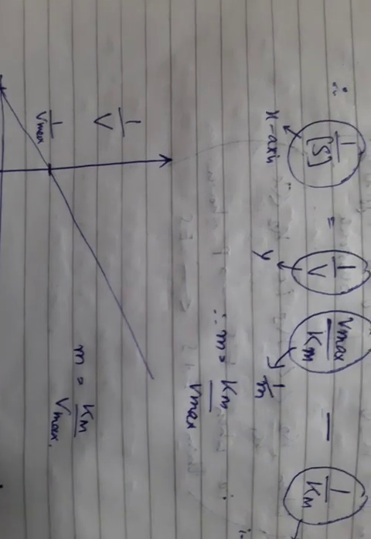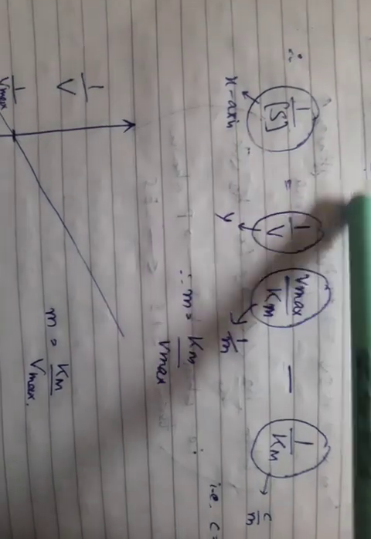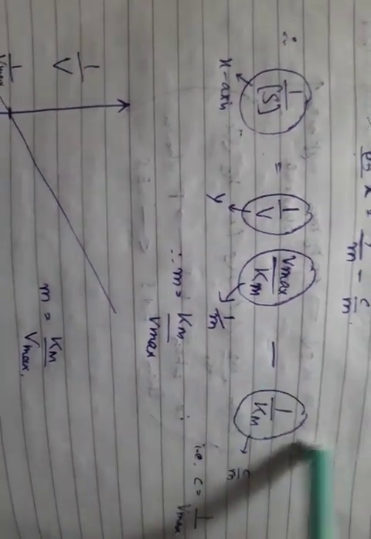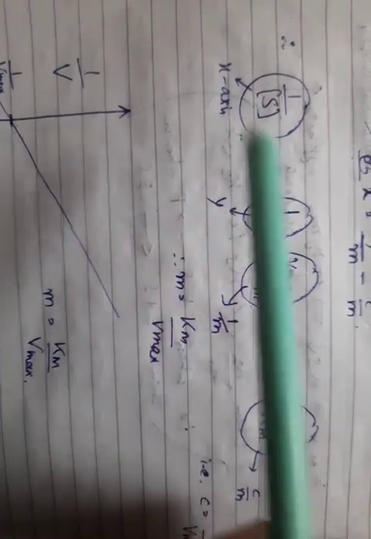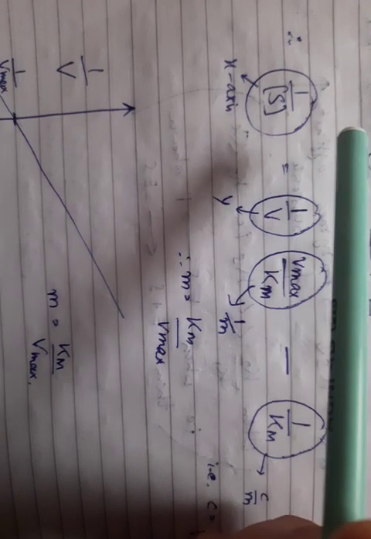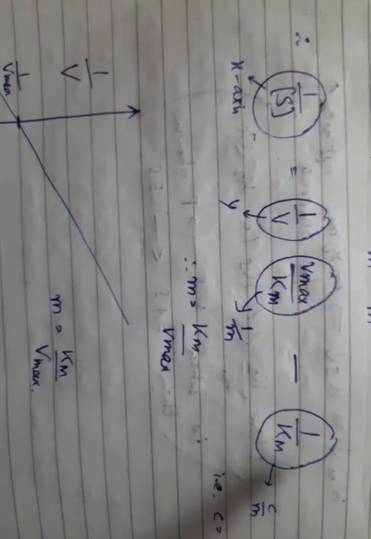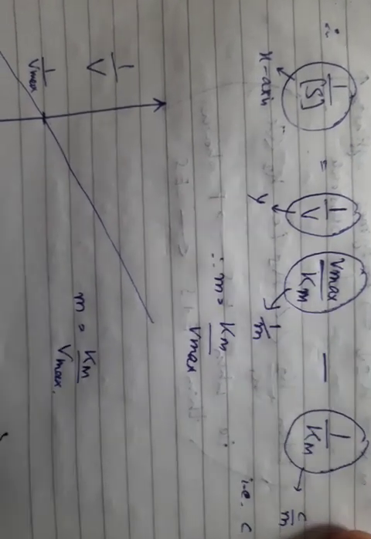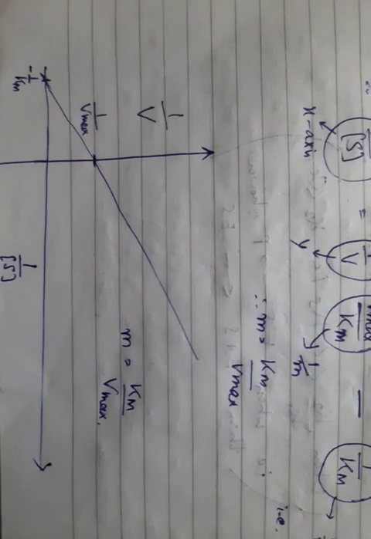How did you know that? Because in this case, if we put 0 for y, then we get x equal to minus this. So this is it.